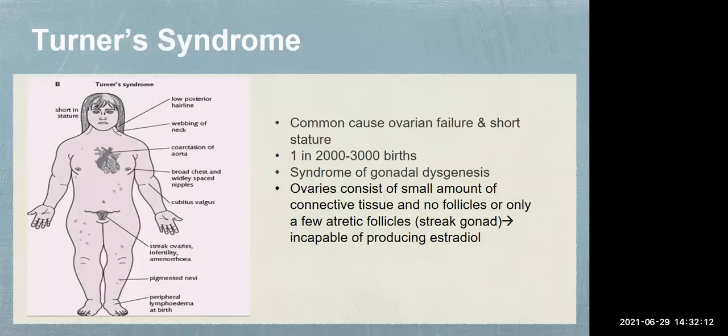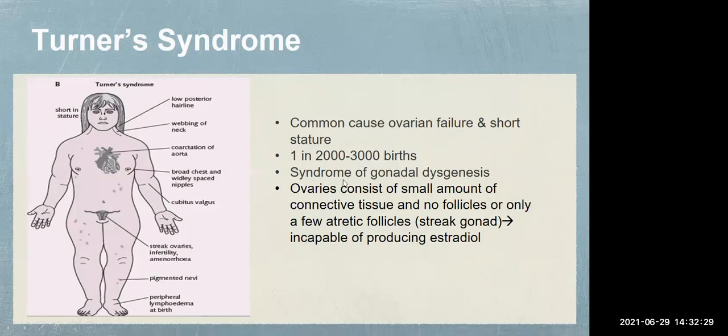Thank you. That's correct because this is a girl. So among the syndromes that happen is Turner syndrome, right? And the features highly suggest Turner syndrome. A common cause of ovarian failure and short stature in a girl. It occurs in 1 in 2,000 to 3,000 births.